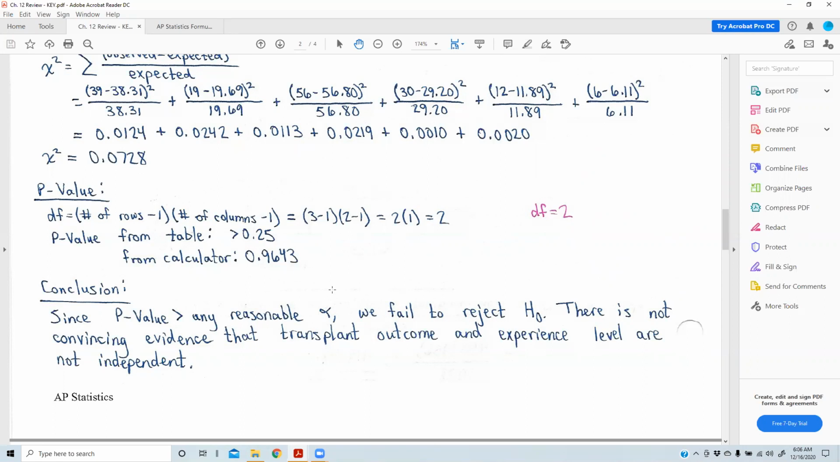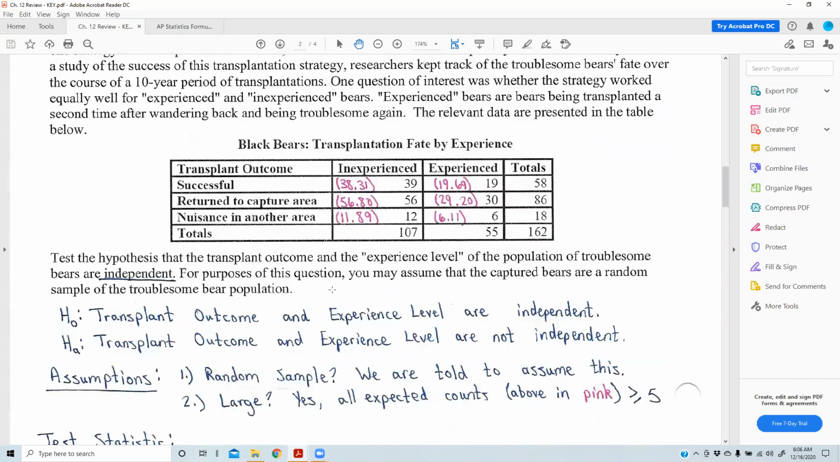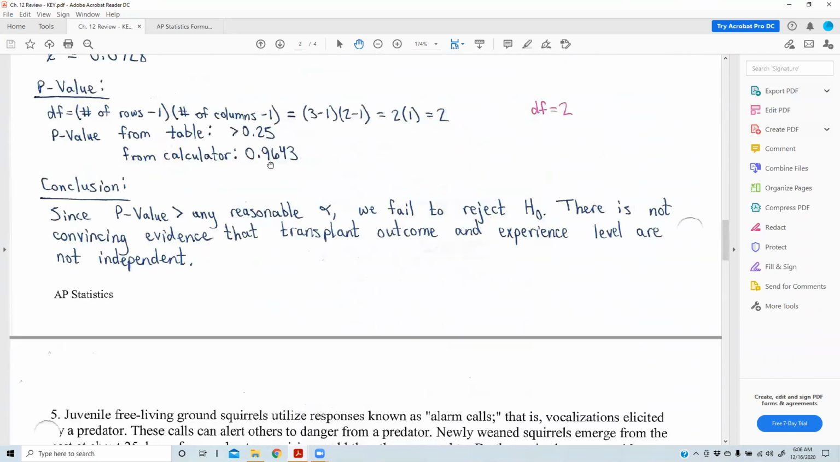Our alpha, let's see, they didn't give us an alpha, but with a p-value that's 0.96, it doesn't matter what alpha we pick, we're going to fail to reject. There is not convincing evidence that transplant outcome and experience level are not independent. So there's not convincing evidence to say they're not independent, which means chances are they probably are independent.